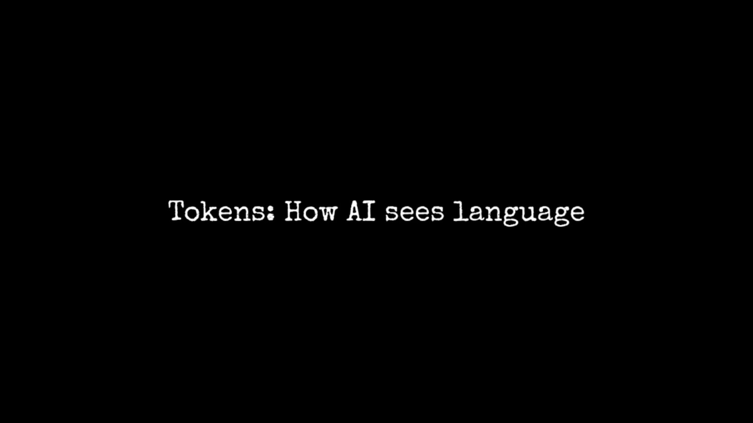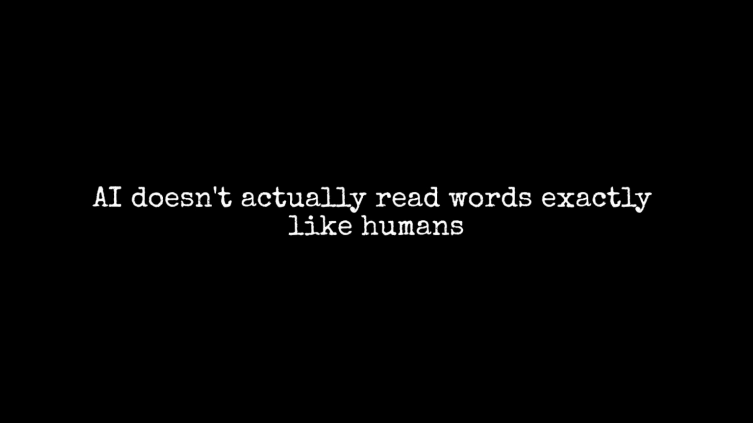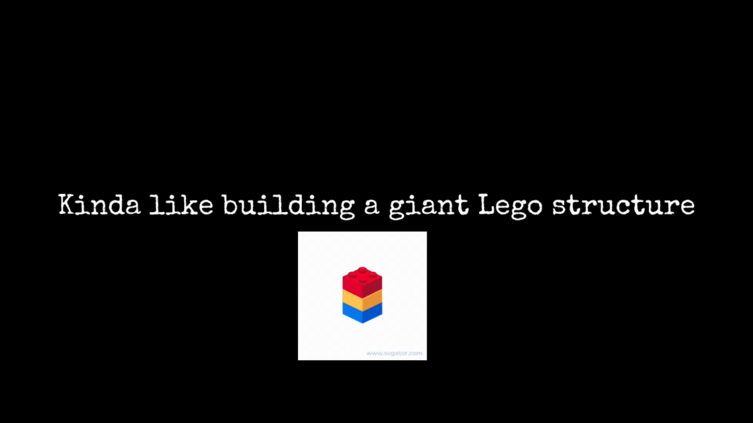Tokens. How AI sees language. Here's something interesting. AI doesn't actually read words exactly like humans. It breaks text into tiny pieces called tokens. For example, artificial intelligence is amazing might become artificial intelligence is amazing. The AI processes these pieces and predicts what token should come next. Kind of like building a giant Lego structure one block at a time.